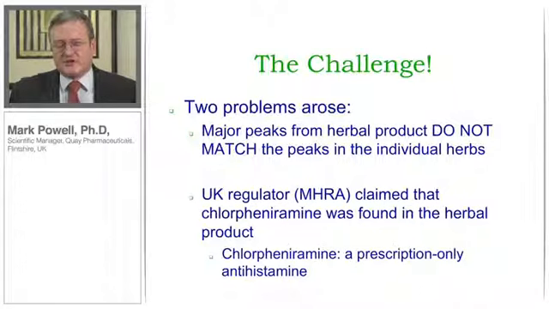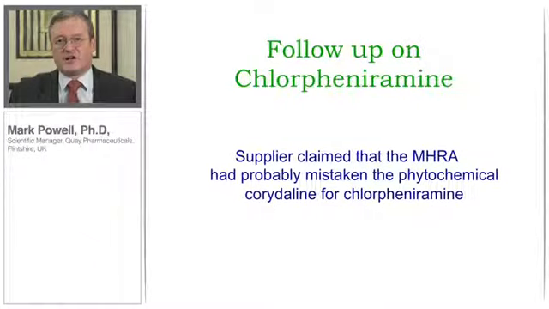We were faced then with two problems. The first problem was that when we ran the individual herbal extracts and tried to identify the peaks in the drug product chromatogram that belonged to the individual herbs, we couldn't actually match those up. And the second problem was our client contacted us to say that the UK regulator claims to have found the prescription-only antihistamine chlorpheniramine in the herbal drug product. So our first job was to check out that claim of the presence of chlorpheniramine.